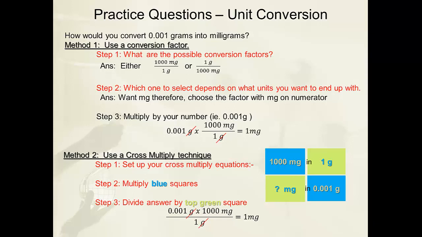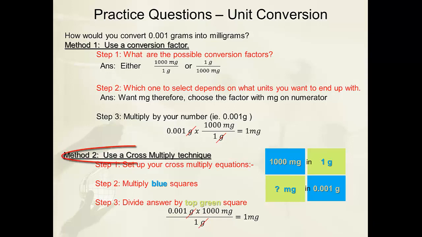And which one to select depends on which units you want to end up with. Okay, so you choose the one that has those units on the numerator. So you can see here, we've got the option of having milligrams on the numerator. So remember, whenever you've got a fraction, the numerator's on the top and the denominator's on the bottom. So the milligrams on the numerator, that means our answer will have milligrams as its unit.